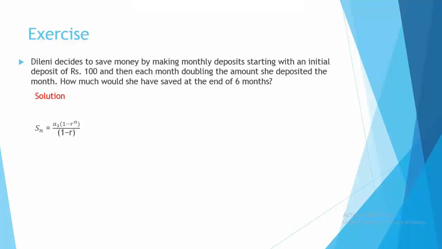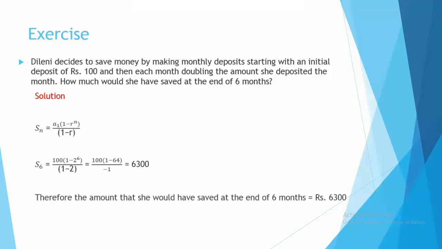So the solution can be gained by substituting the values in the sum of the first n terms of a geometric progression. Here the common ratio is 2, as the amount she deposits each month is doubled. So S6 equals 100 times (1 take away 2 to the power 6) over (1 take away 2), which equals 100 times (1 take away 64) over negative 1, which equals 6,300. Therefore, the amount that she would have saved at the end of 6 months is 6,300 rupees.